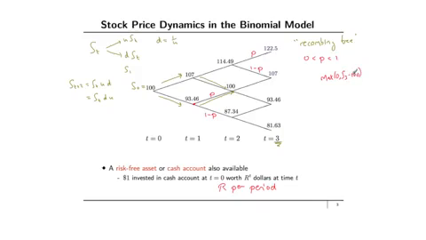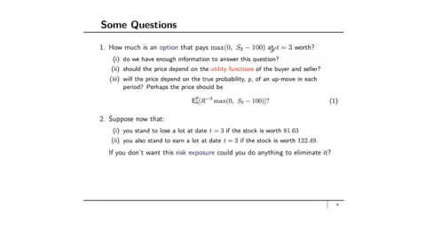Okay, so in each of these nodes, the maximum of 0 and S3 minus 100, well, that would be 0 there, it will be 0 here, it will be 7 here, and it will be 22.5 here. So this is our option payoff. And what we want to know is how much is this security worth? So the security is the security that pays 0 at this point, 0 at this point, 7 at this point, and 22.5 at this point. Okay. Now, do we have enough information to answer this question?